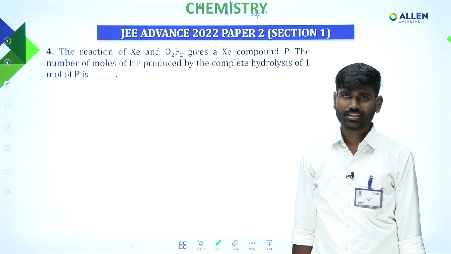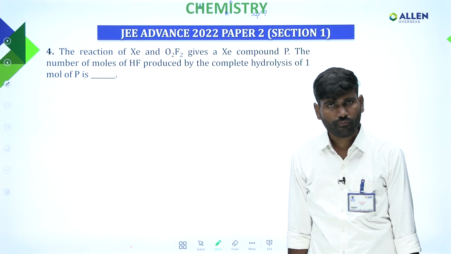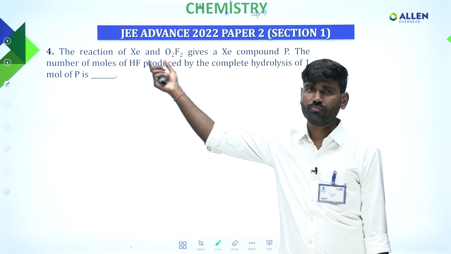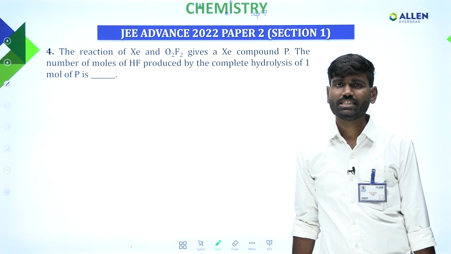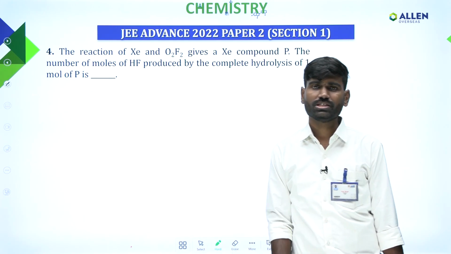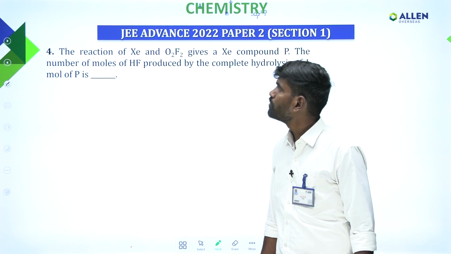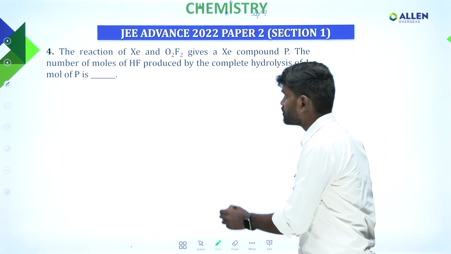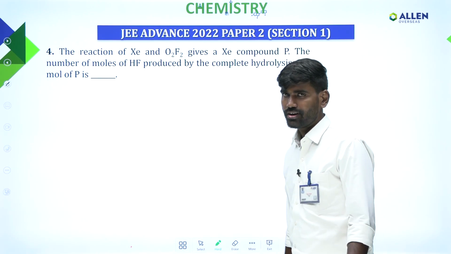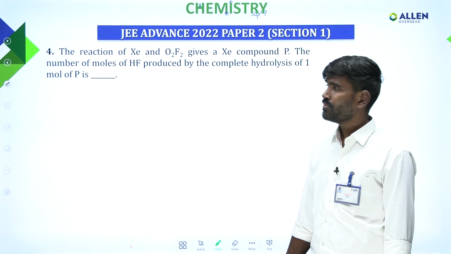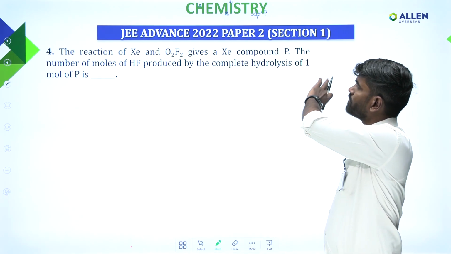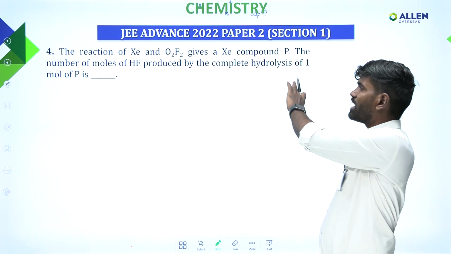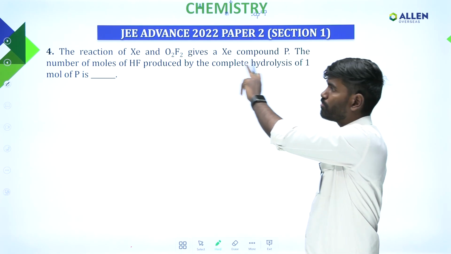And there is a fantastic reaction of making XeF4. This is a very good reaction to make XeF4 from Xe. When you use other reagents to make XeF4, there are some more compounds that get formed along with it, like XeO2, XeF6. But if you use O2F2, then we get a very good yield of XeF4. So from the first reaction, what gets formed, I will write further. But before that, let us complete the question. The question is saying xenon and O2F2 gives a xenon compound. The number of moles of HF that you need to calculate is by the complete hydrolysis of 1 mole of P that will have been produced from this.